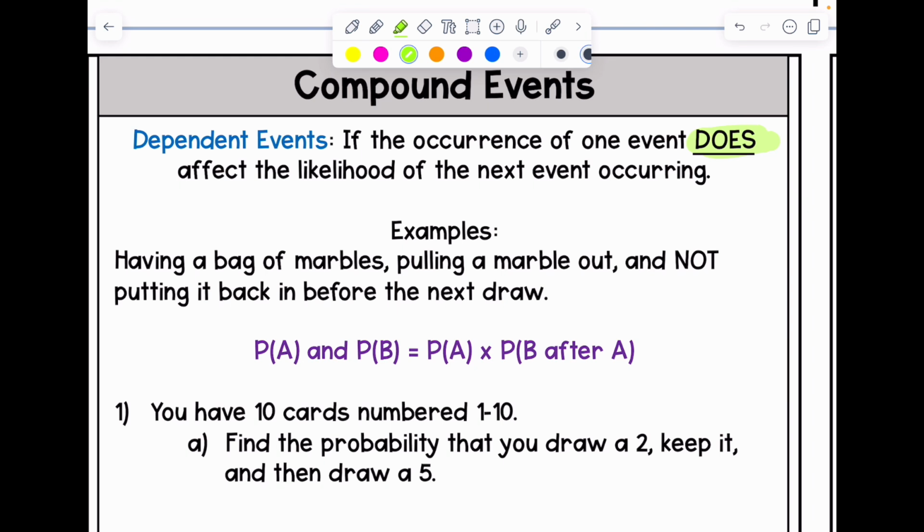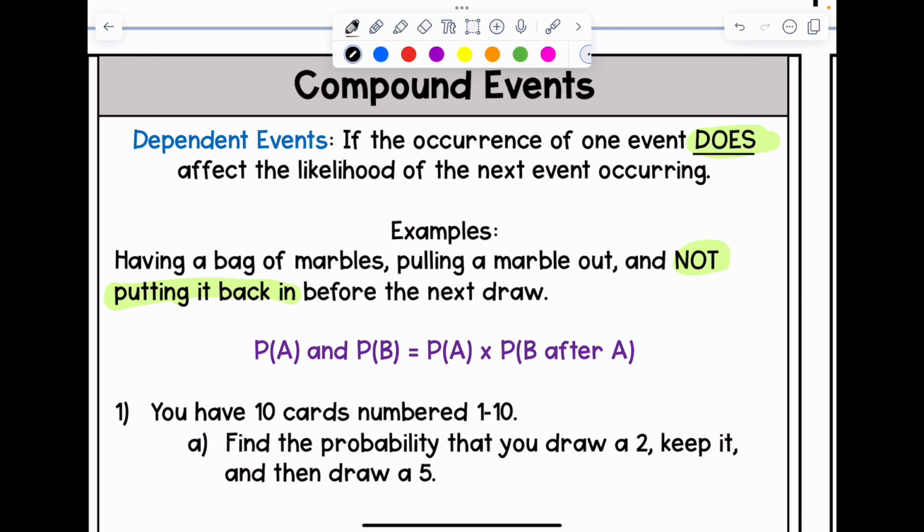So some examples of this would be like having a bag of marbles, pulling a marble out, and not putting it back in before the next draw. And so this could be a collection of marbles or any kind of collection or bag of something, but you're not going to put the item back in the bag before you draw the next one. So essentially that second event's probability has changed depending on whatever happens first.